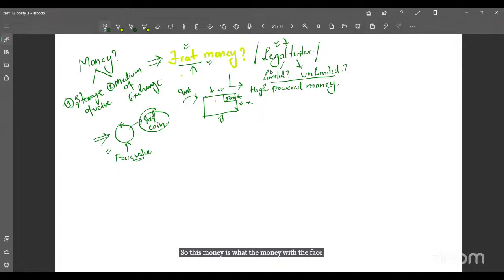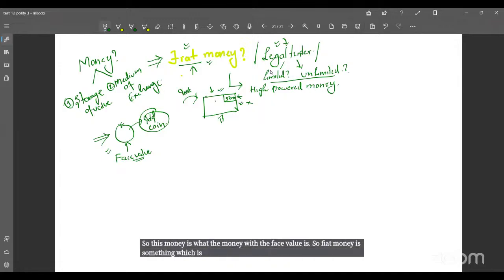So fiat money is something which does not have value intrinsically. Rather, we accept the value of this money because the government backs it. This is point number one. And second, we need to know what a legal tender is.